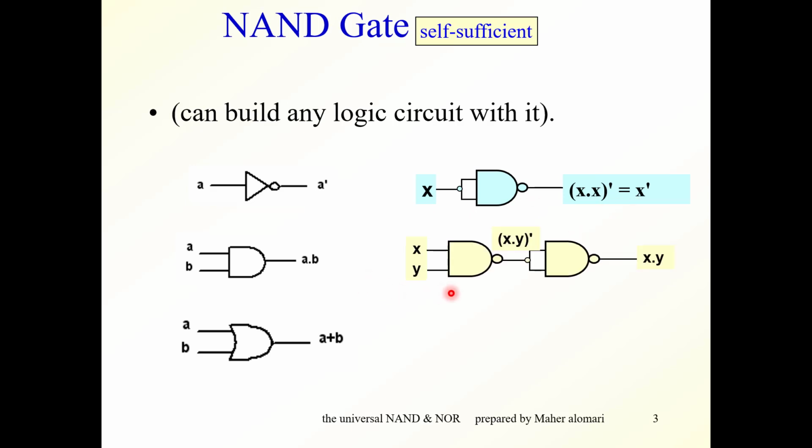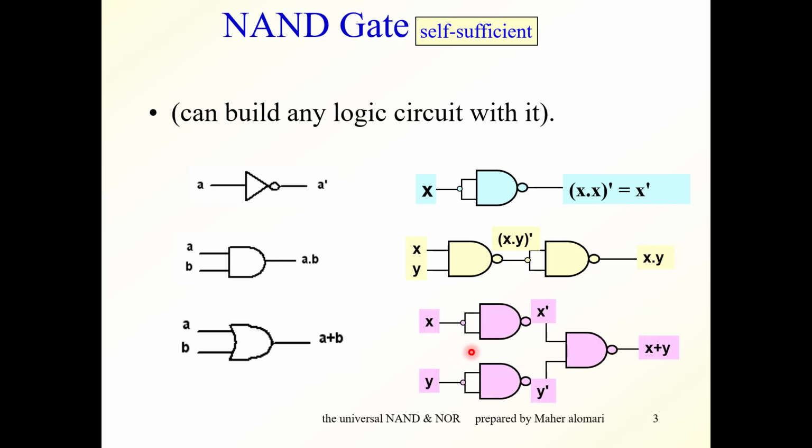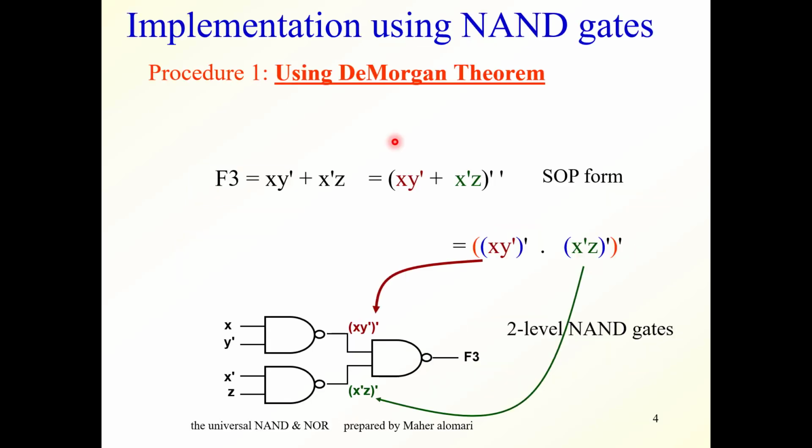The AND gate can be implemented by two NANDs. This is the first NAND, followed by an inverter. Here the output is (X dot Y) bar, and here we take the complement of this, which will lead to this. The OR gate can be implemented this way. We have an inverter on each input, here we get X bar, and we have a NAND gate here, the output of which is X or Y.